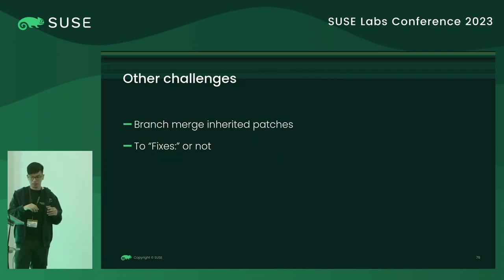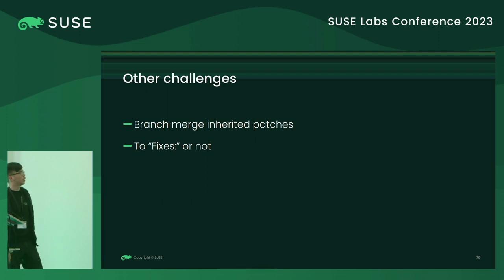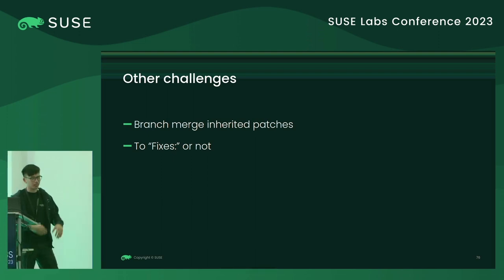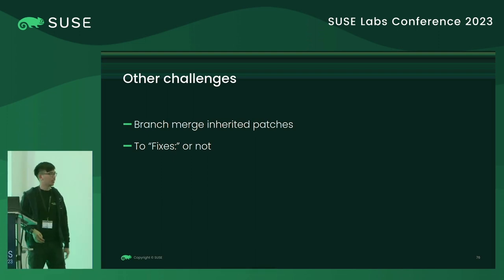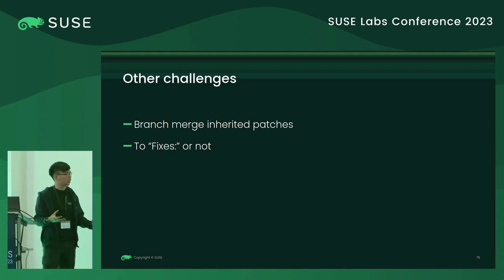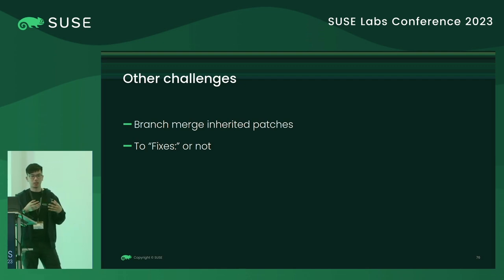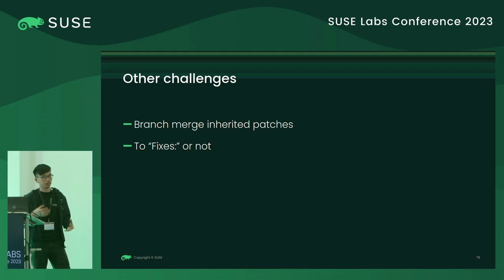There are still some other challenges associated with the backporting itself, but they're not such a big point. I think the first other challenge is branch merge. Our branch gets merged into other ones, and from there some patches will be inherited. The inherited patches sometimes may not apply, so that's something we need to check, and it usually bothers the branch maintainer.